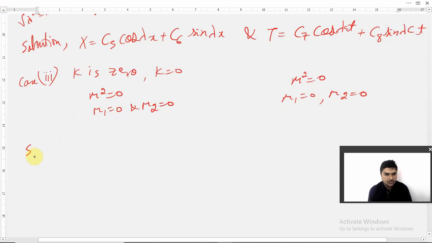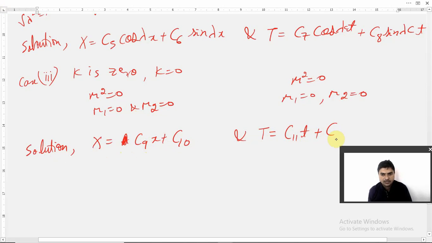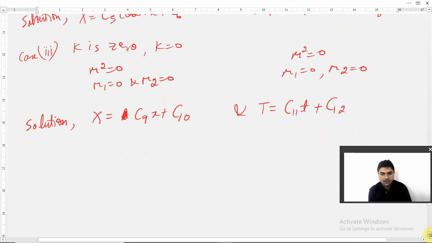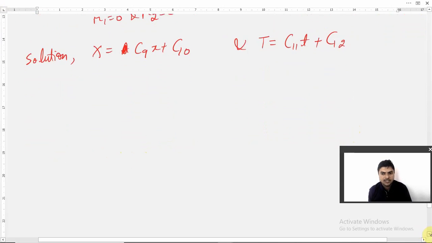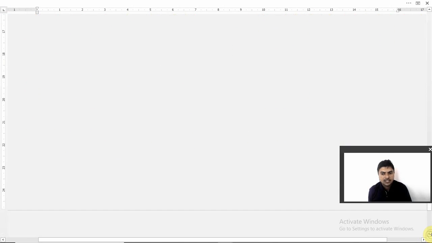Therefore the solution will be x is equal to, or just take C8, I have taken, so here also I'll just make this C9 x plus C10, and in this case the solution will be t is equal to C11 t plus C12. These are the solutions. Yes friends, that's it. The derivation is over. Therefore we substitute this x and t in our initial conditions.